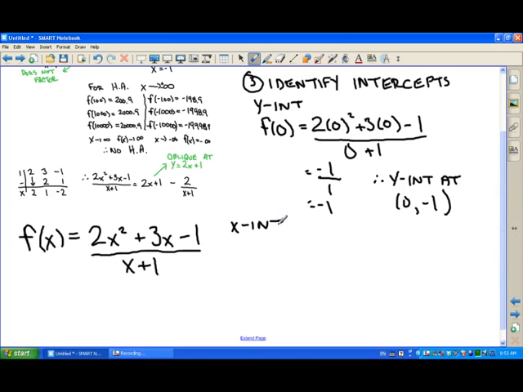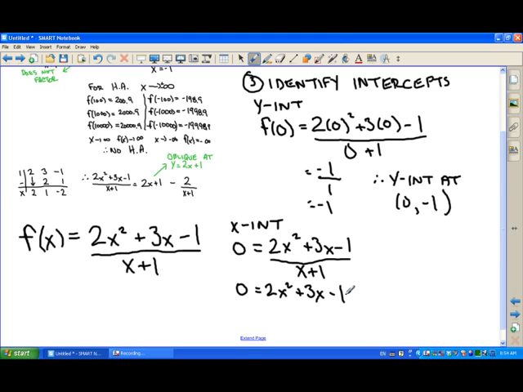For the x-intercepts, we need to solve this equation when the function is equal to 0. So as always, we'll start by cross-multiplying, which gets rid of the denominator. And now I have this quadratic that's equal to 0. And in grade 10 and grade 11, when you saw a quadratic equal to 0, you would have factored to try and find the x-intercepts.